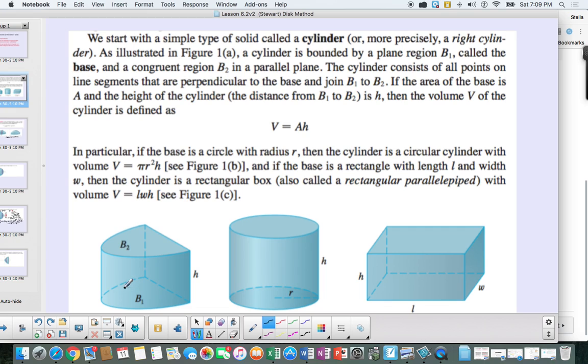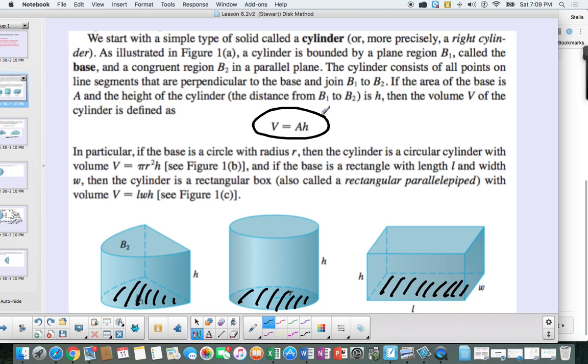To find this volume, you find the area of the base and then times it by the height. For a cylinder, find the area of the base, which happens to be a circle, times it by the height. For a rectangular solid, find the area of the rectangle and times it by the height. This is how we're going to look at our little pieces of volume when we start.